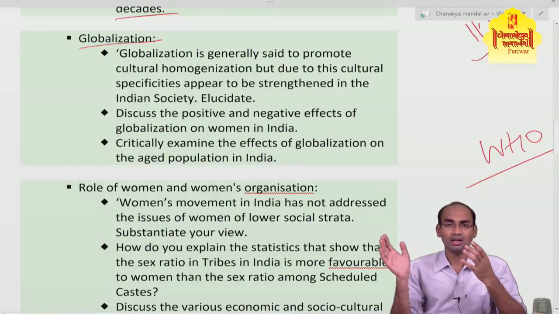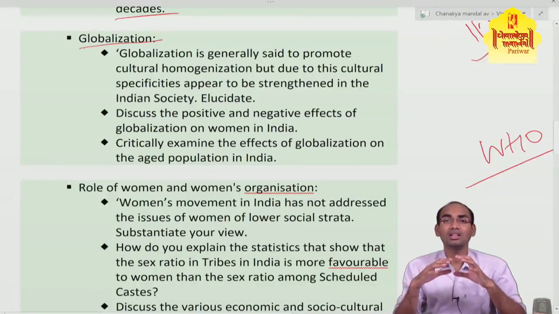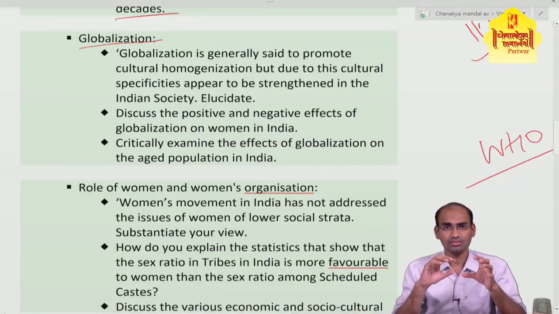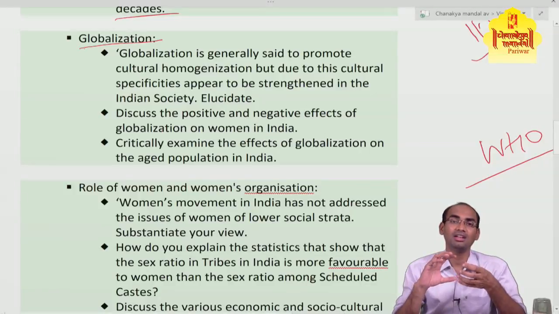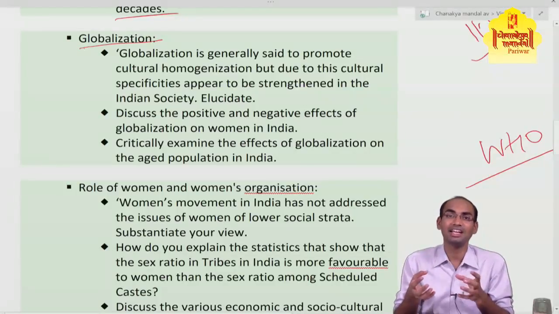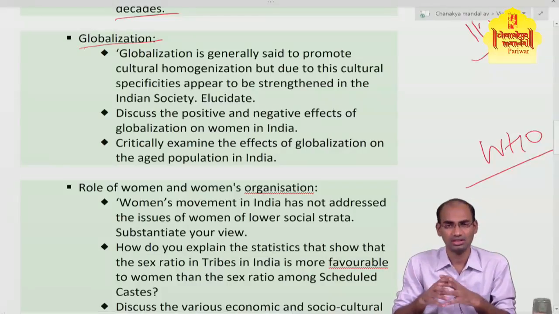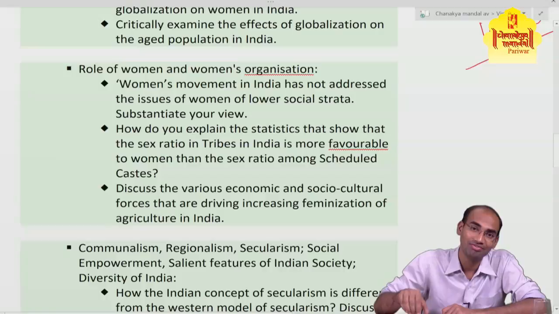So that as they are moved out of the family, their health conditions deteriorated and many things. Okay, then you can add the impact of technology, how technology can help in order to reduce the problems regarding aged people and many things. You can add that also. Okay, role of women and women's organization, next topic.